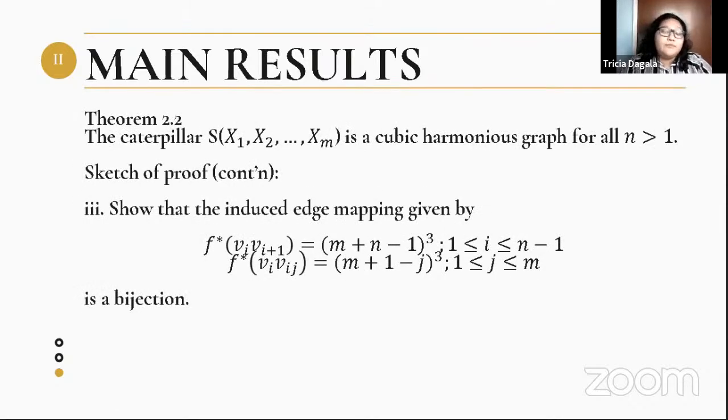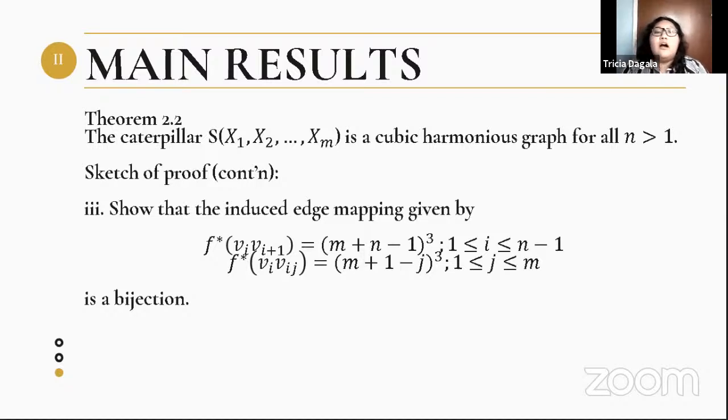So for the last part, after we show that it is an injection, we now show that the induced edge mapping of that function is a bijection. If we prove those things, we can now say that the graph is cubic harmonious.